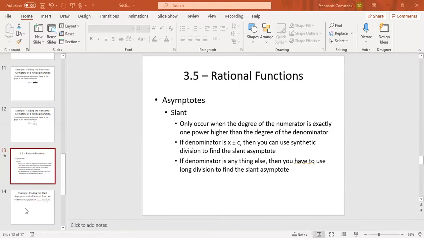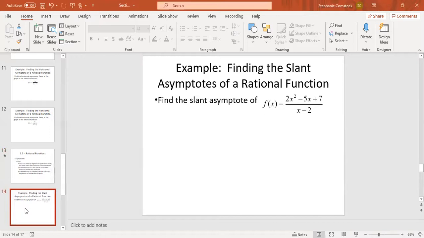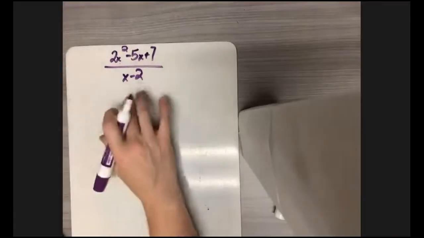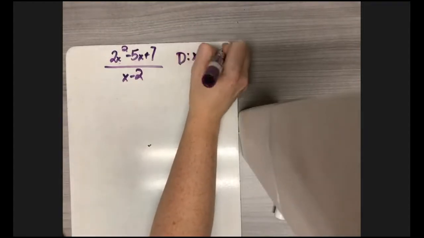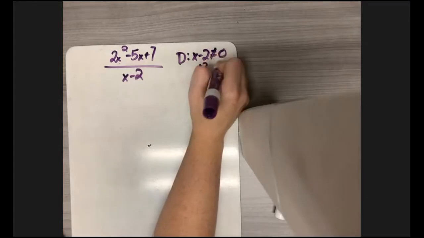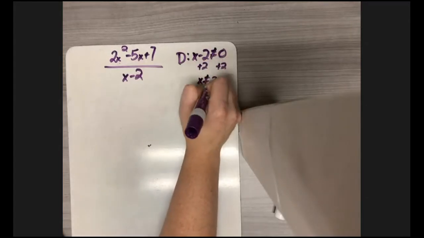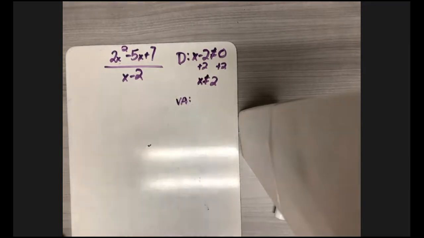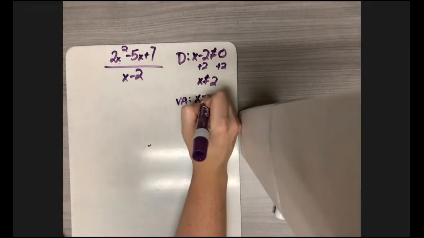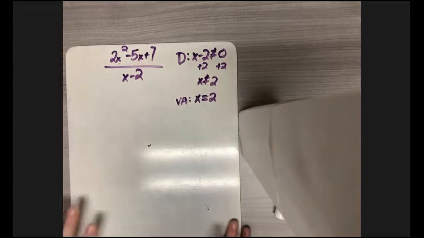Okay, so let's take a look at an example here. We've got: find the slant asymptote of this one. So they're kind of already indicating that there's going to be a slant. We've got 2x squared minus 5x plus 7 over x minus 2. I'm actually going to do a little bit more with this just so we've got a couple of little things. So first off, if we were going to talk about domain, which is where we would probably start, we've got x minus 2 can't be 0. So we'll add 2. So x can't be 2. Now that means our vertical asymptote is going to be at x equals 2. So we just get rid of the slant, okay?